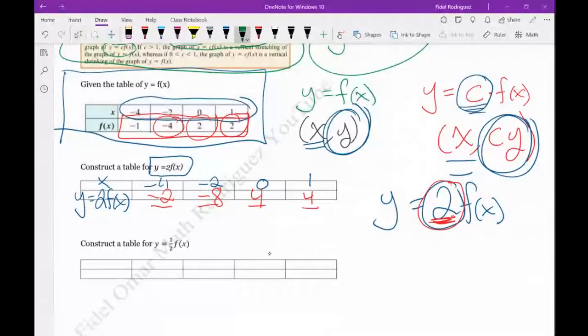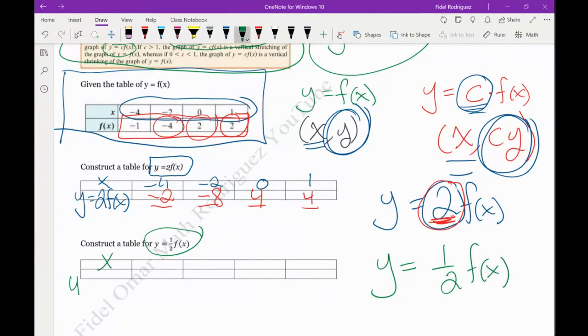Now, I'm going to do the same thing for this next one here, okay? So the first thing I'm going to do, I'm going to write down what we're trying to find. We're trying to find y equals, in this case, 1/2 f of x, okay? So I'm going to write this here, y equals 1/2 f of x. Remember, we said the x numbers don't change.